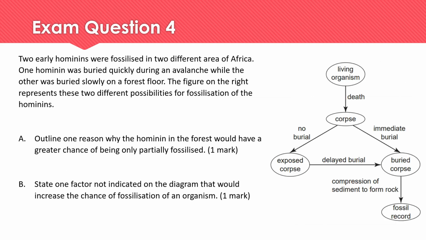Exam question 4 says 2 early hominins were fossilized in 2 different areas of Africa. One hominin was quickly buried during an avalanche, while the other was buried slowly on a forest floor. The figure on the right represents these 2 different possibilities for fossilization of the hominins. A. Outline one reason why the hominin in the forest would have had a greater chance of being only partially fossilized. B. State one factor not indicated on the diagram that would increase the chance of fossilization of an organism.